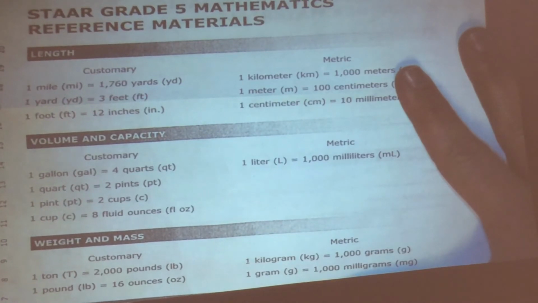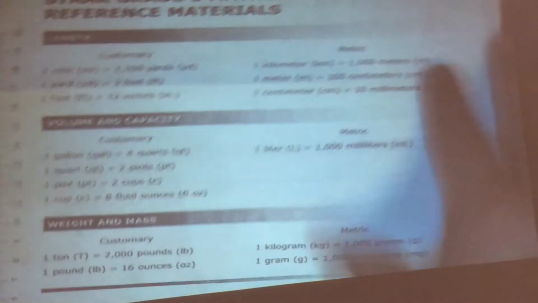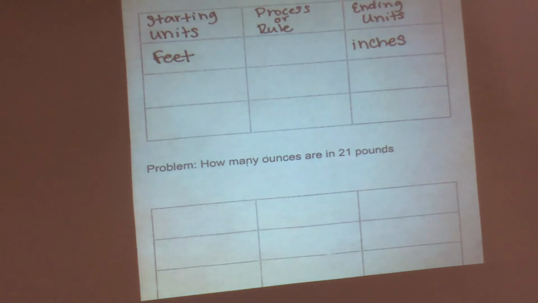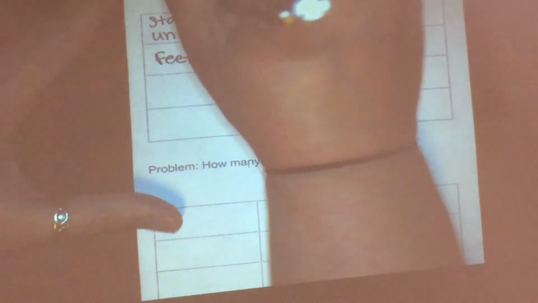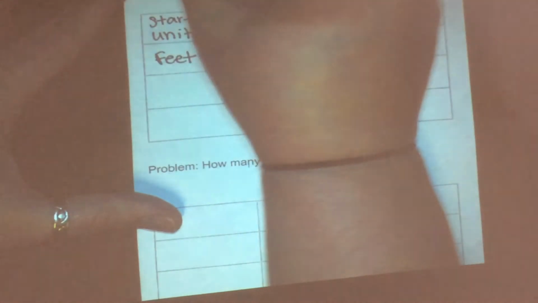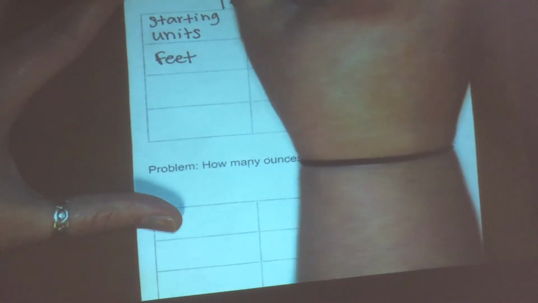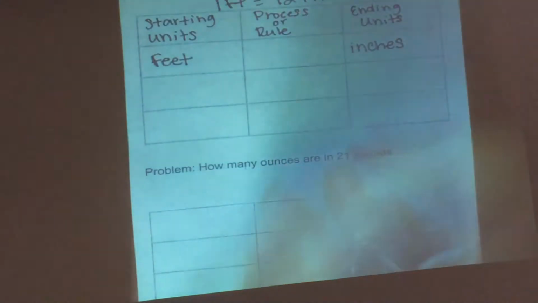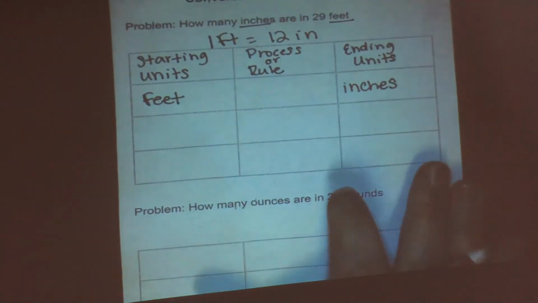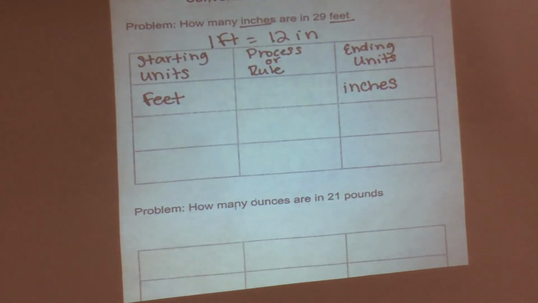Okay, that's a big difference there. So we're going to put 1 foot is equal to 12 inches. I have a question. Can you put it on top or bottom? You can put it on top or bottom, yes. I typically do it where I feel like I have more room.